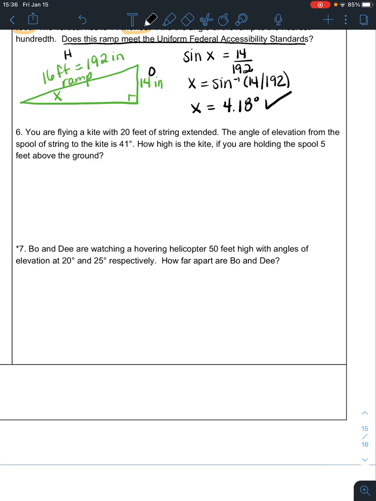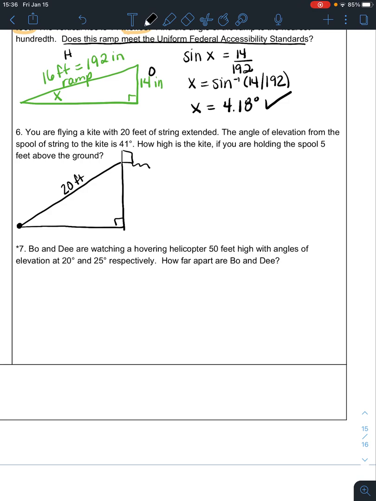So number 6, you're flying a kite with a 20-foot string extended. So think about what that looks like. You've got your kite going up here. There's your kite, and it is flying above the ground. Here's your ground. Now, you're standing over here. Remember that kite strings go out at a diagonal. You never fly a kite directly over your head.